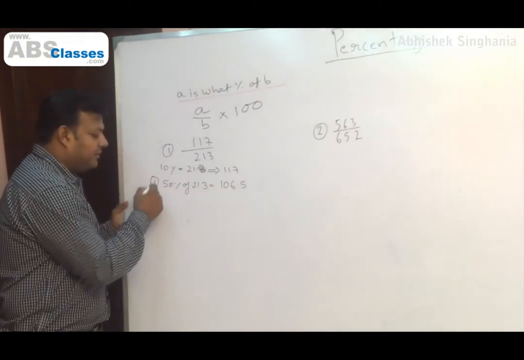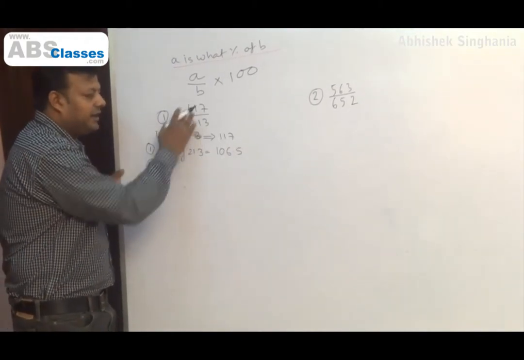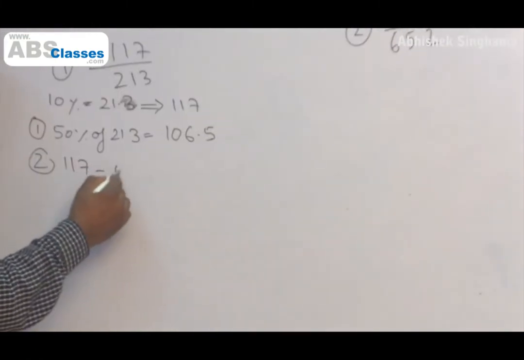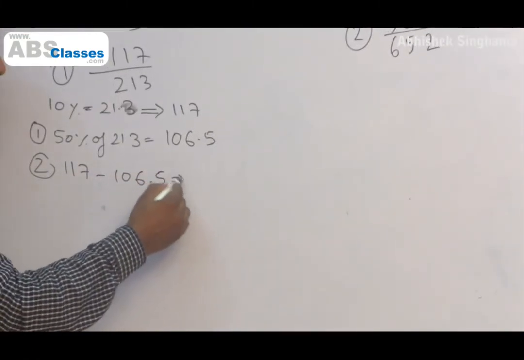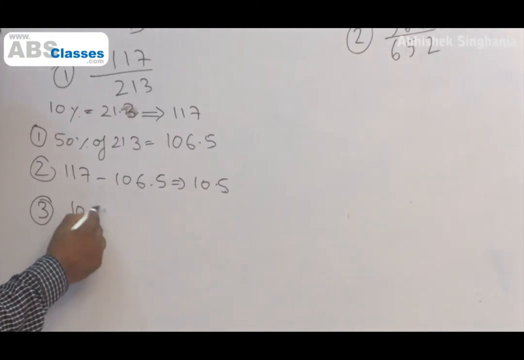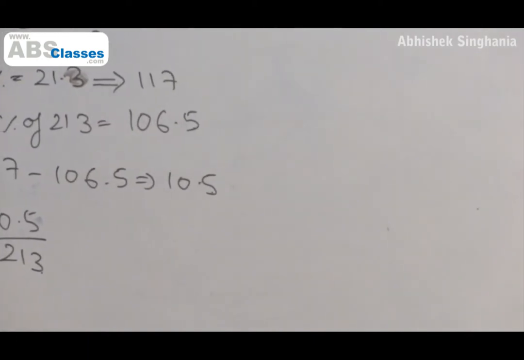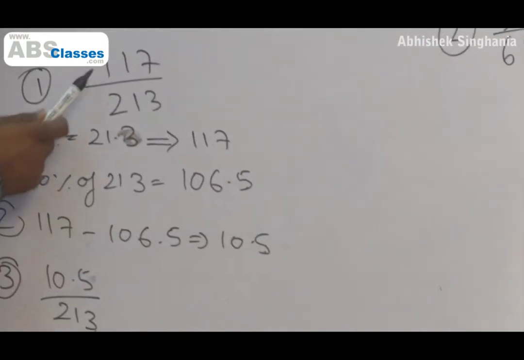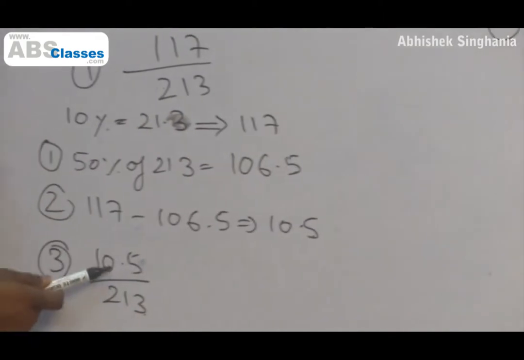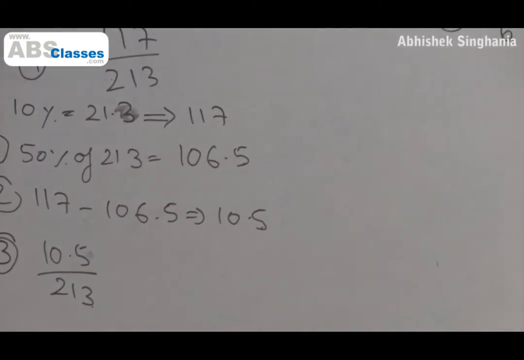The next step, if you remember, is to take out this 106.5, separate it from 117. So 117 minus 106.5 is equal to 10.5. The third step is to calculate 10.5 by 213. Now you see what we have done here. Right away we have established that the answer will be 50% plus a little more, which is what we need to find.